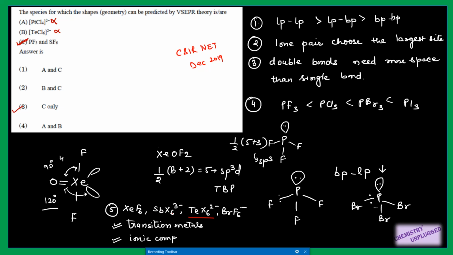Then why can we not predict the geometry of these molecules? Because in these cases the lone pair of electrons is stereochemically inactive in nature. Inactive means it will be placed in the s orbital and it will not participate in structure prediction, right? It is stereochemically inactive, so it will not participate in structure prediction. So we cannot determine the correct shape of these molecules using this theory, right? So try to remember this point, this is very very important.